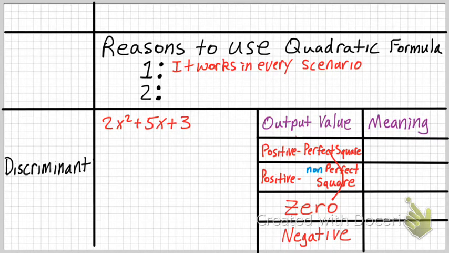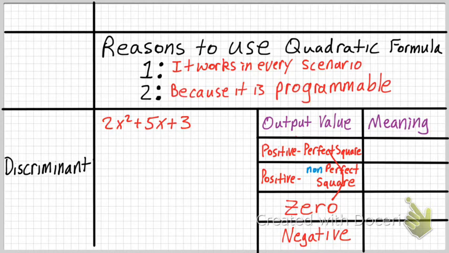So the quadratic formula is a formula. It's an algorithm. And an algorithm is something that I can program into a computer pretty easily. If it's just got addition, subtraction, all of my operations on it, then it's something that I can program a computer to do, and a computer can do it pretty well. So that second reason is going to be because it is programmable.